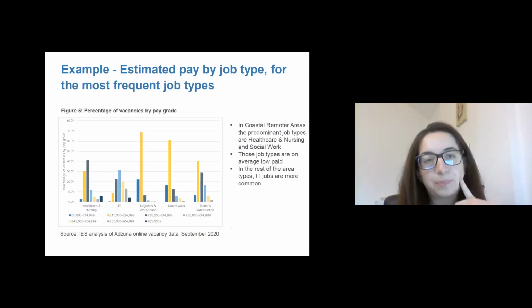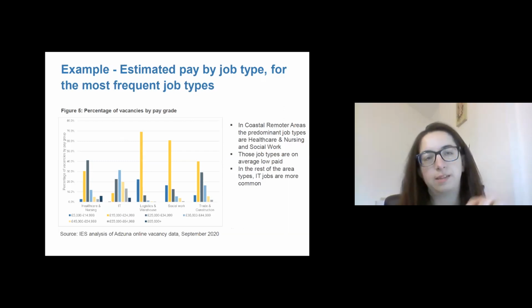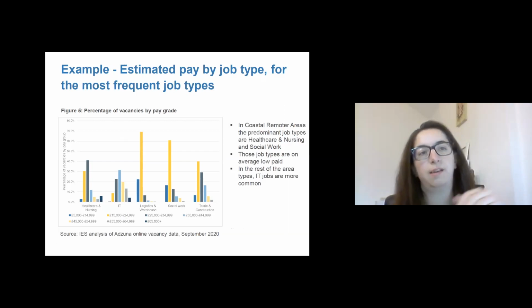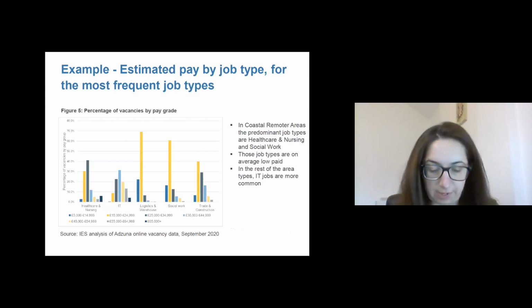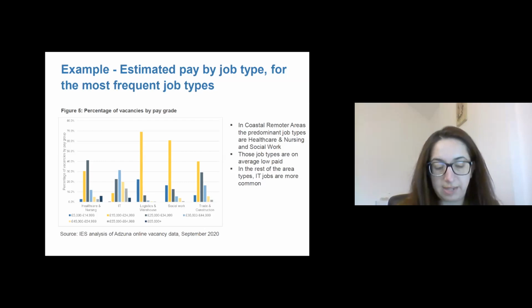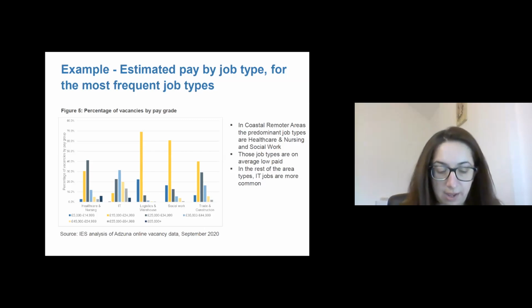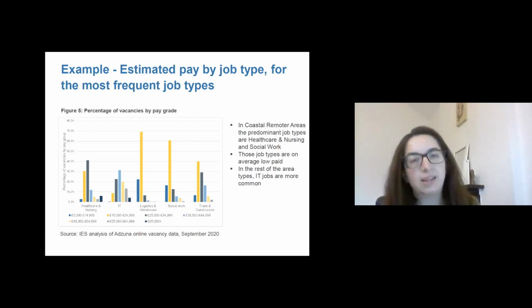Next slide, please. However, even though in coastal and remoter areas, the predominant industries are the ones that were hit the least by the crisis due to its specific nature, we see that the pay in those advertised jobs is quite low. So 75% of healthcare and nursing jobs pay less than 35K, and the same holds for social work, where 75% of the advertised jobs pay less than 25K. On the other hand, about 70% of IT jobs, which are the predominant advertised jobs in other areas, pay more than 35K.